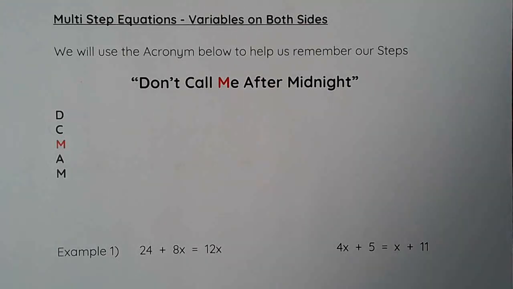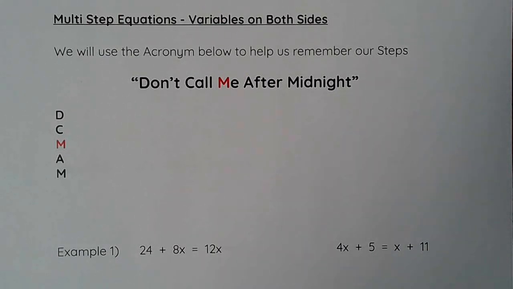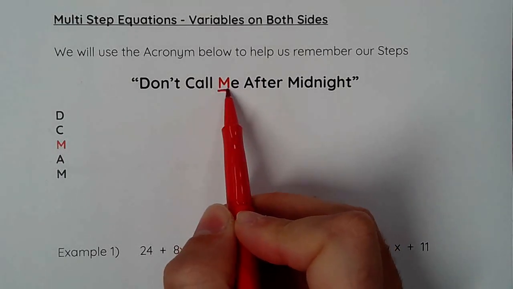All right, in this video, we're going to look at our third step in multi-step equations, variables on both sides. What will be unique to our equations this time is instead of having our variables on the left side of the equal sign or the right side of the equal sign, they could end up on both sides of our equal sign.